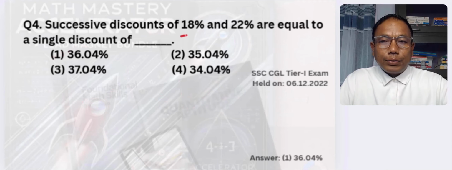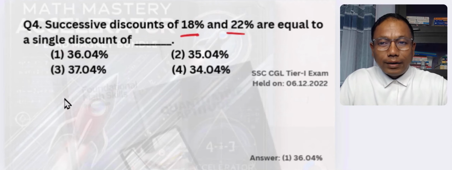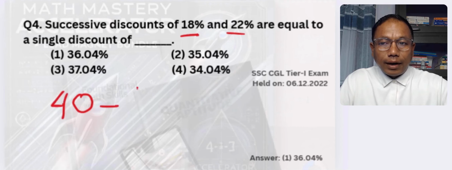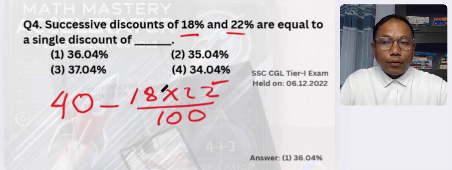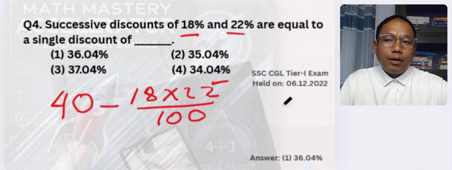18 and 22. 18 plus 22. 8 plus 2 is 10. 1 in hand. 1 plus 2 is 3. With 1 in hand, 40. Minus 18 into 22 by 100. This time we have an even number, but we don't have 5. Therefore, don't cancel with 100.